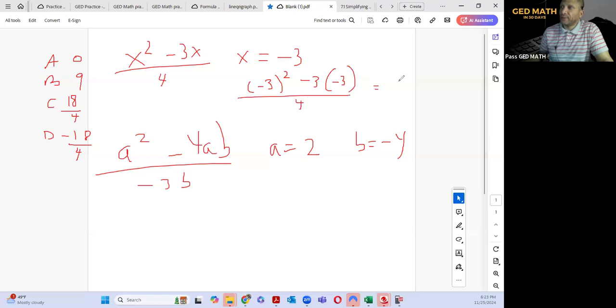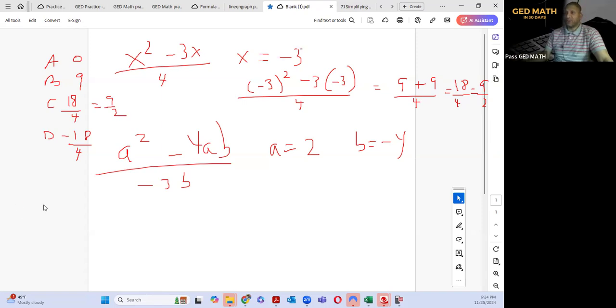Then I get 9 plus 9, 4, which is 18 over 4. And I didn't reduce it. I apologize, which is 9 over 2. Should have said 9 over 2. I apologize. But again, that's too many places you can make a mistake.